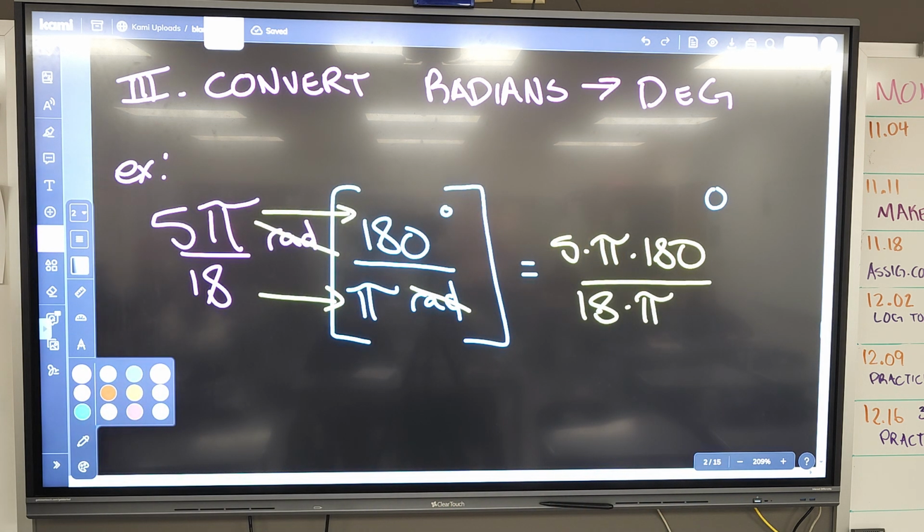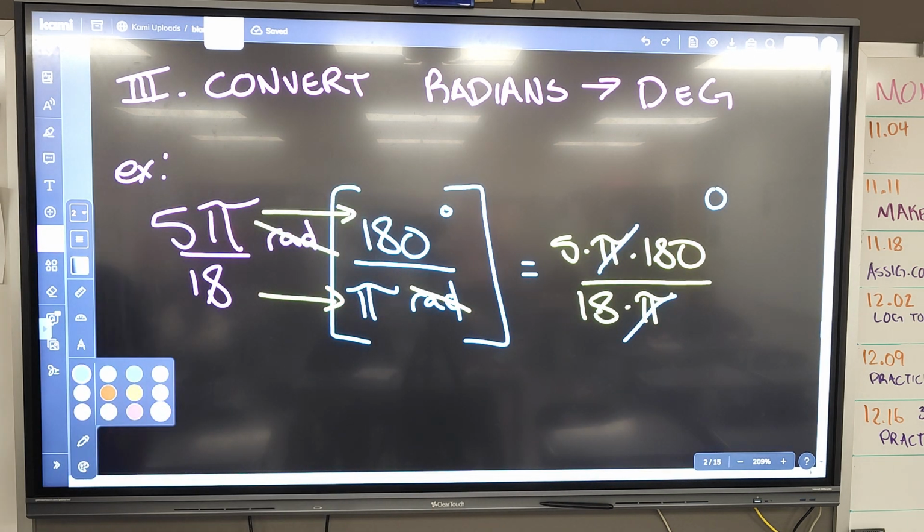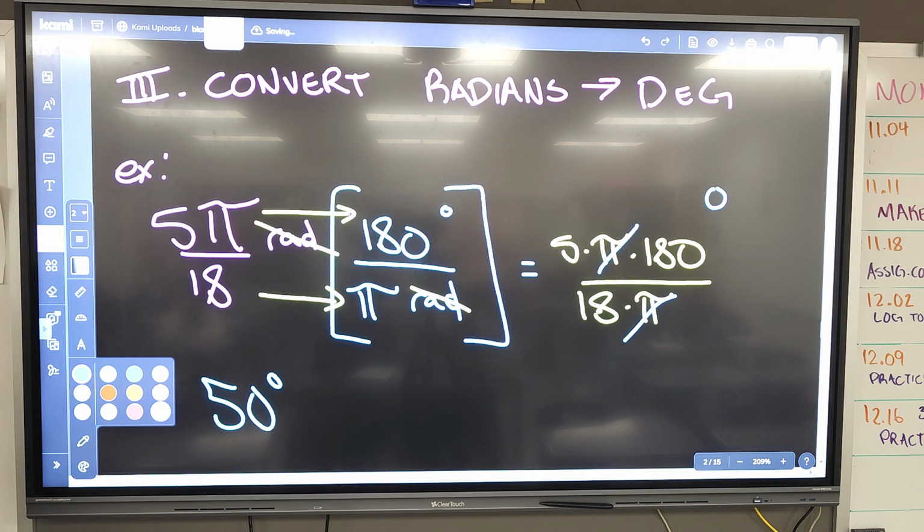You have a pi on the top and a pi on the bottom, so the pi's cancel, and the rest are just numbers. So you just do it on your calculator: 5 times 180, and then divide that by 18. Which is what, guys? Some people have said 900 today, but that's because they forget to divide by 18. 50 degrees. Now I know exactly where 50 degrees is. It's in the first quadrant, right?